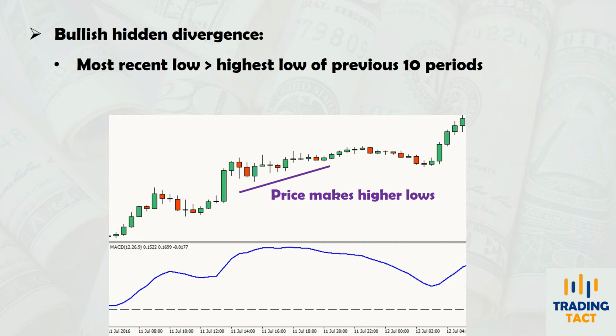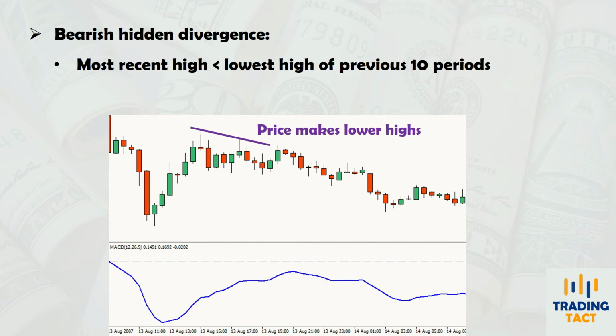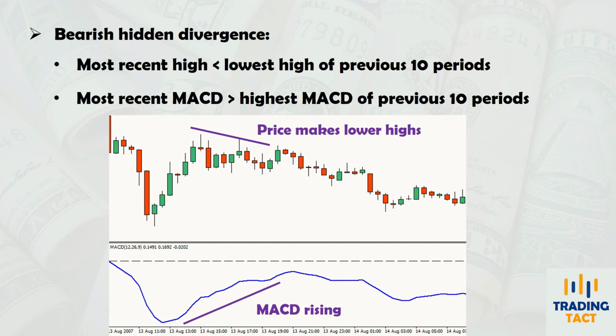A bullish hidden divergence is present when the most recent low is above the highest low of the previous 10 periods, and the most recent MACD value is below the lowest MACD value of the previous 10 periods. Similarly, a bearish hidden divergence is present when the most recent high is below the lowest high of the previous 10 periods, and the most recent MACD value is above the highest MACD value of the previous 10 periods.